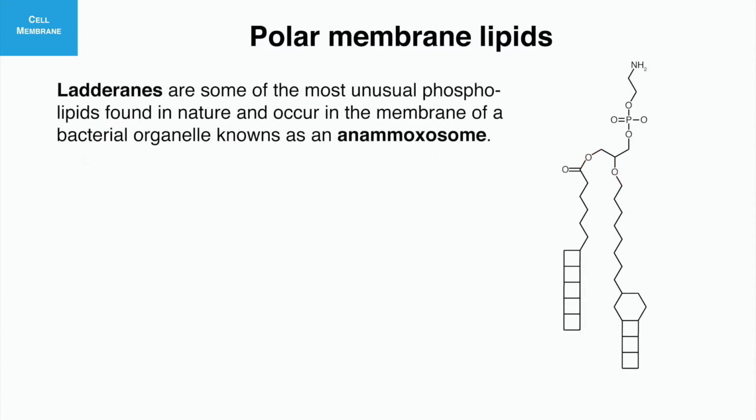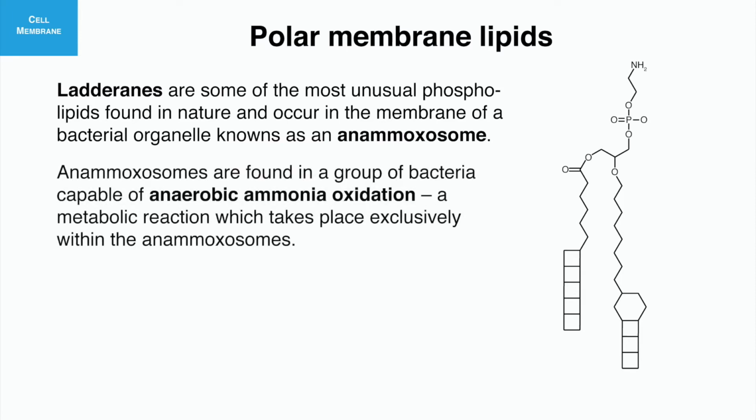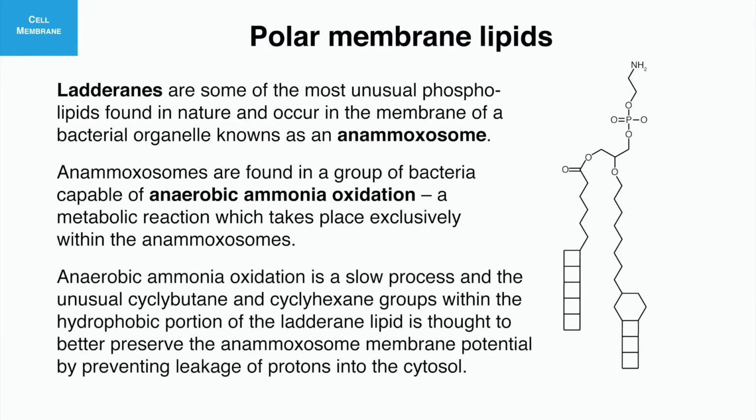Ladderanes are some of the most unusual phospholipids found in nature and occur in the membrane of a bacterial organelle known as an anammoxosome. Anammoxosomes are found in a group of bacteria capable of anaerobic ammonia oxidation, a metabolic reaction which takes place exclusively within the anammoxosomes. Anaerobic ammonia oxidation is a slow process, and the unusual cyclobutane and cyclohexane groups within the hydrophobic portions of the ladderane lipid are thought to better preserve the anammoxosome membrane potential by preventing leakage of protons into the cytosol.